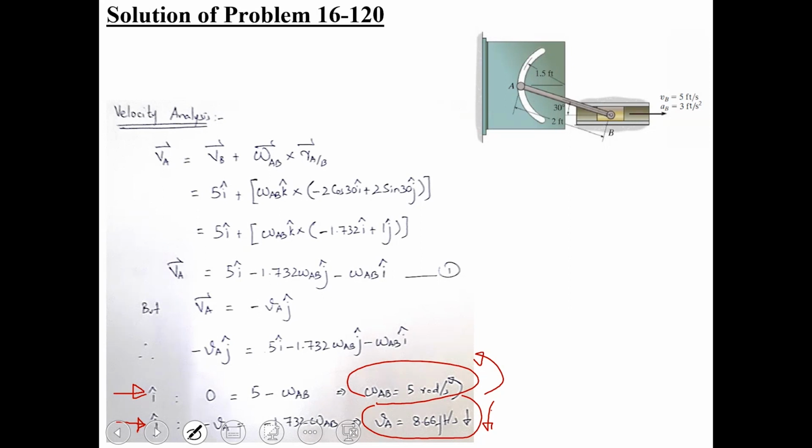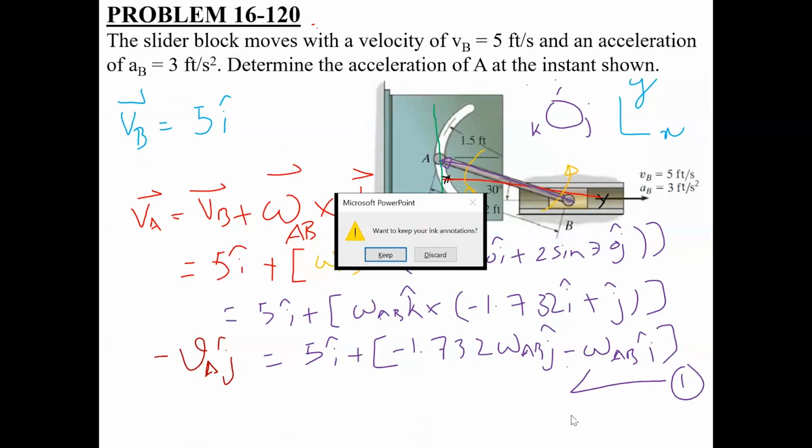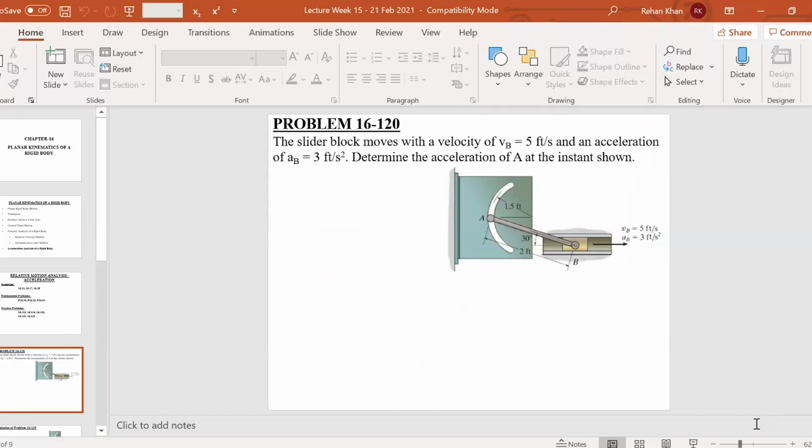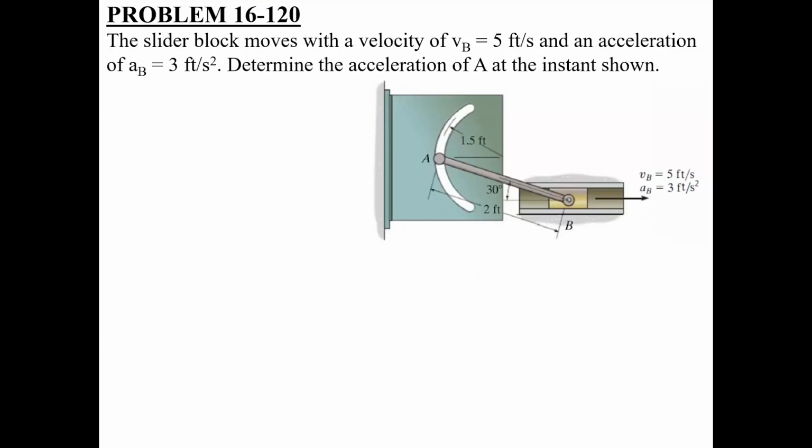Okay, now moving on to the acceleration analysis. In order to perform the acceleration analysis, it is given to us that this piston A is moving towards the right with an acceleration of 3 feet per second square. So again, starting from that piston, the acceleration of point B is given to us as 3I feet per second square. And since link AB is in general plane motion, we are going to write the relative acceleration equation for this link AB, taking B as our base point.